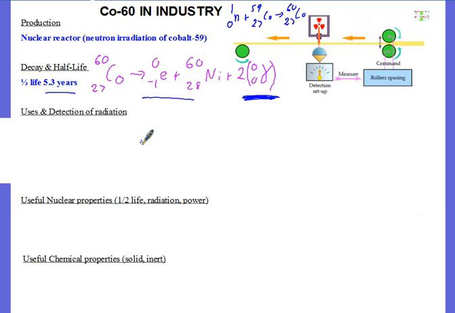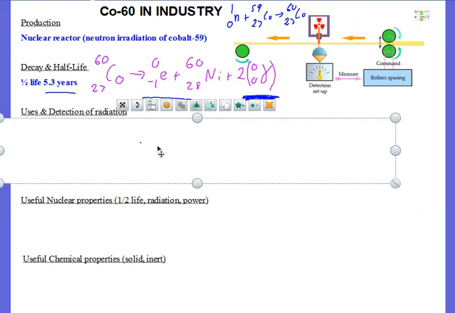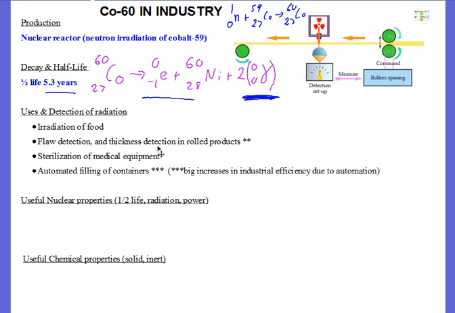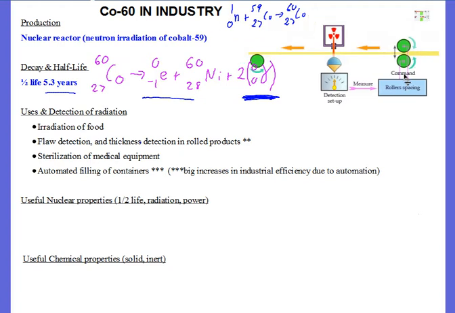Uses and detection. What do we use this cobalt-60 for, and how is its radiation detected? It's used for irradiation of food. It's used for flaw detection and thickness detection in rolled products. As you can see up here, this picture shows a rolling situation. You've got some sort of steel or something being rolled. You've got your cobalt-60 gamma source up here. It's passing radiation through the sample. It's got a detection setup and a feedback loop to tell the rollers to either press harder or not press as hard depending on how much radiation is getting through.